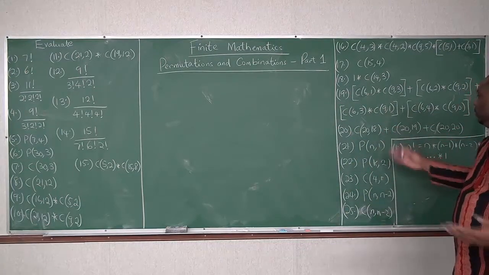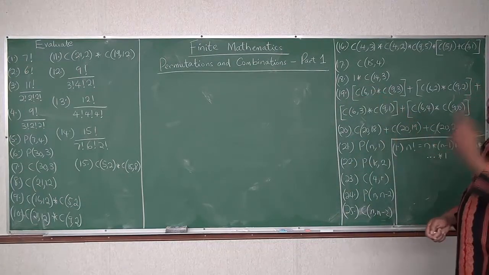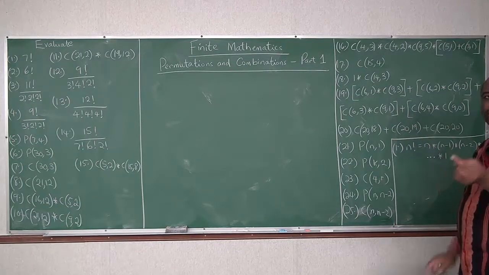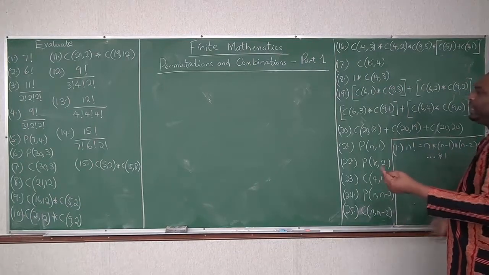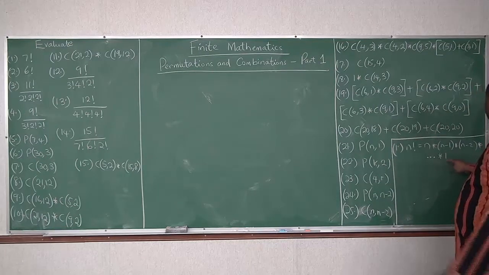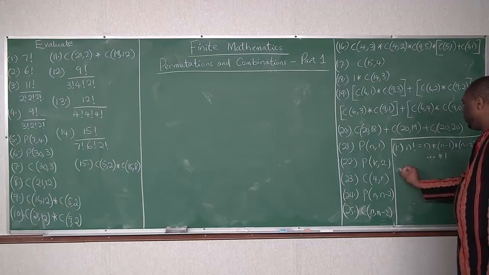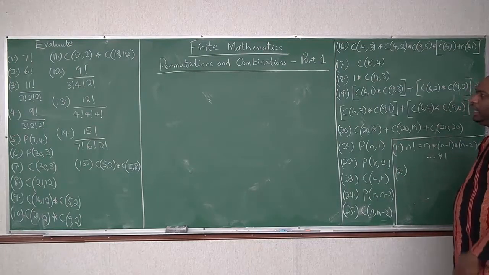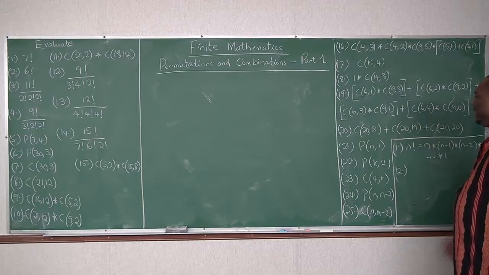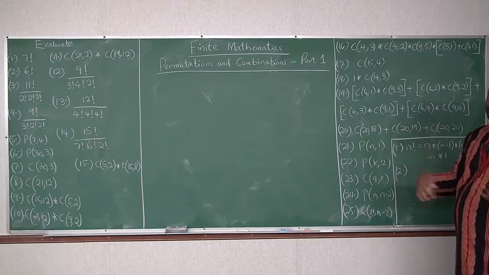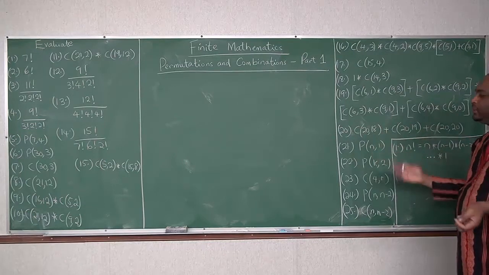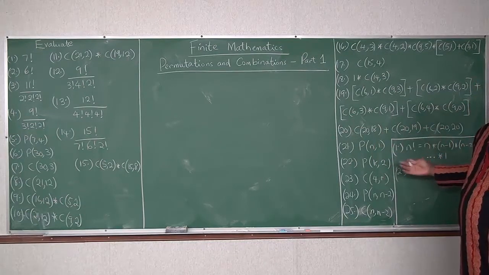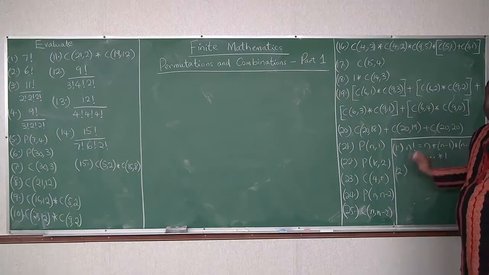If you have 7 factorial, it is 7 times 7 minus 1, which is 6, times 7 minus 2, which is 5, and so on up to times 1. Number 2, and these formulas we will still list more. As we solve more problems, I might need to give you more formulas.